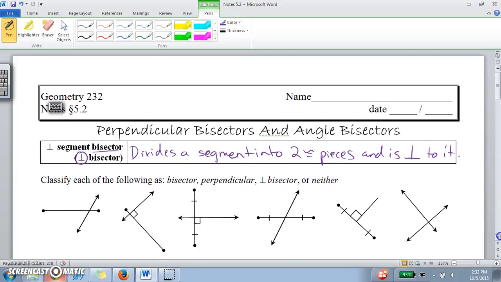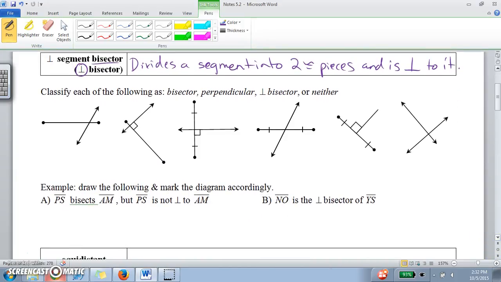So classify each of the following as a bisector, perpendicular, perpendicular bisector, or neither. So this first one, this is not perpendicular and it's not cutting this segment in half, so this would be neither. Here, we've got a right angle here, so we know these two things are perpendicular, but it is not cutting this segment into two equal pieces, so that would just be perpendicular. Here, we've got a segment, and these two tick marks mean that these two pieces are congruent to each other, so this is a perpendicular bisector.